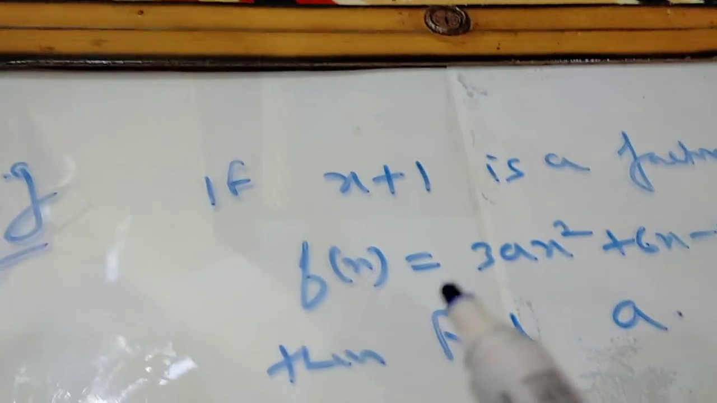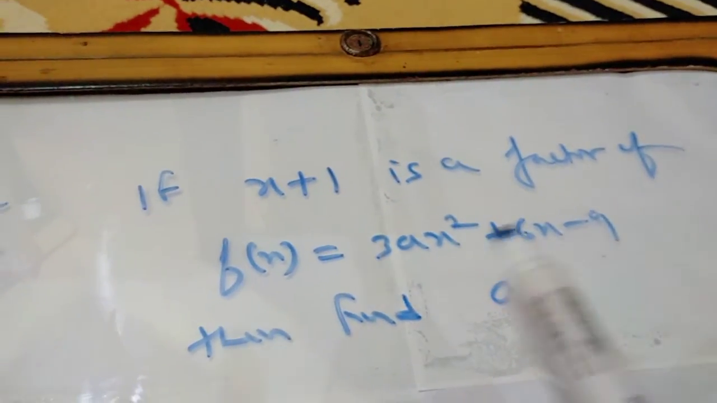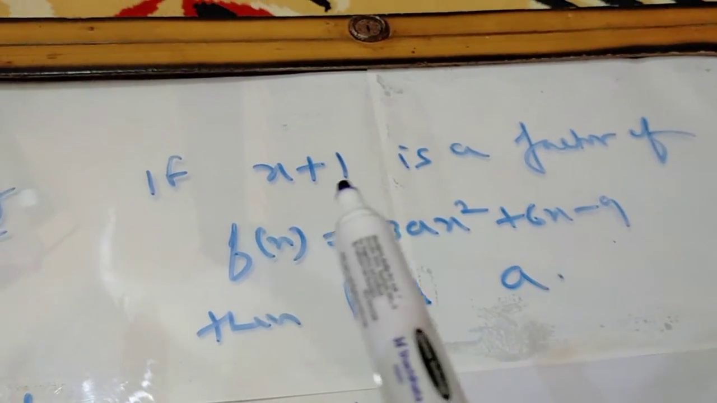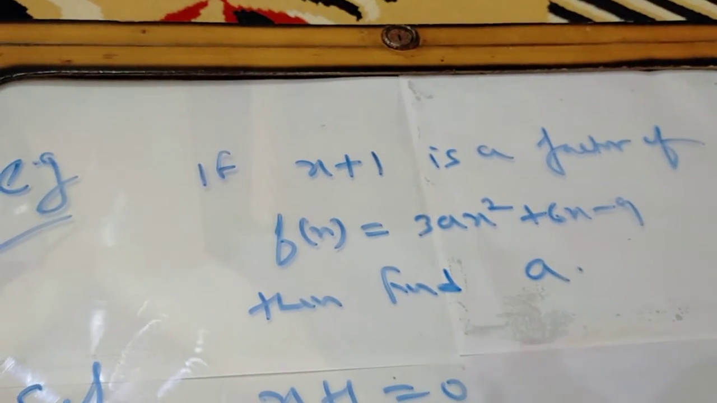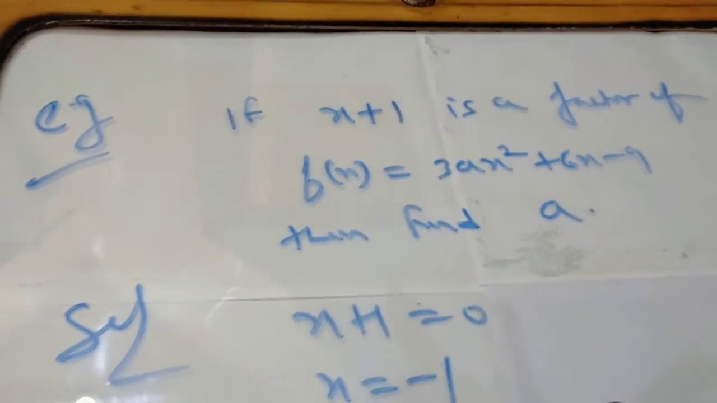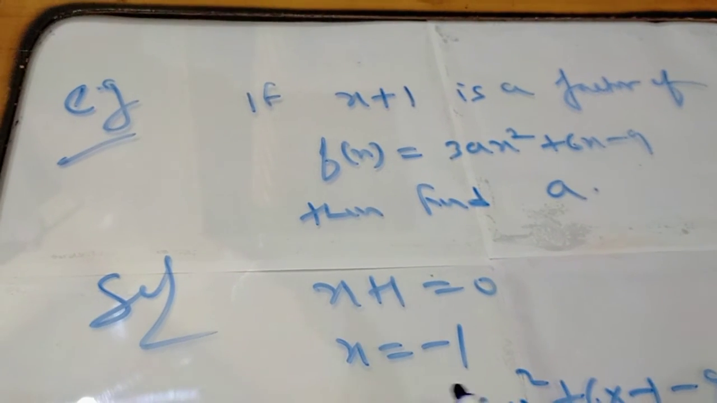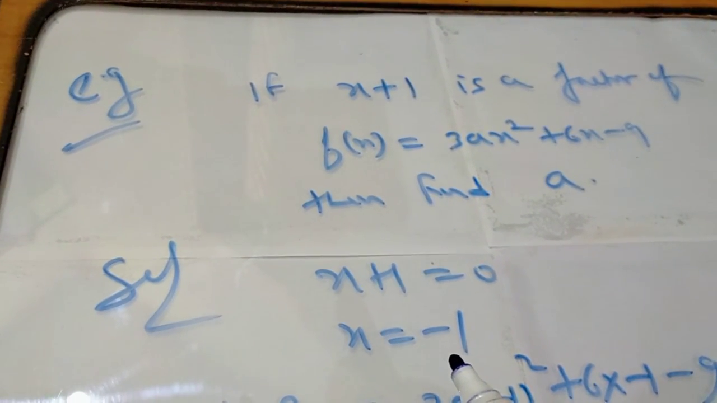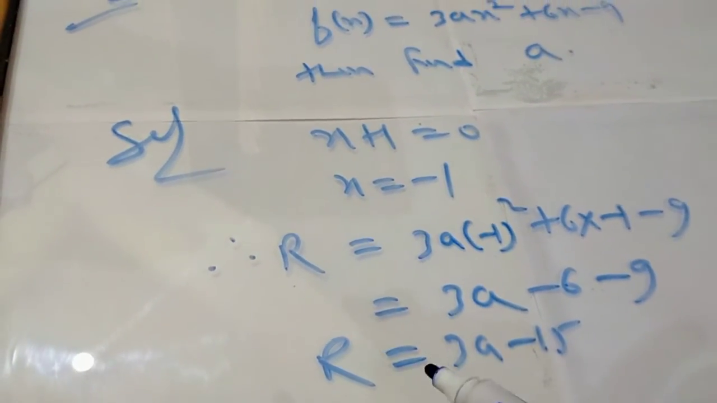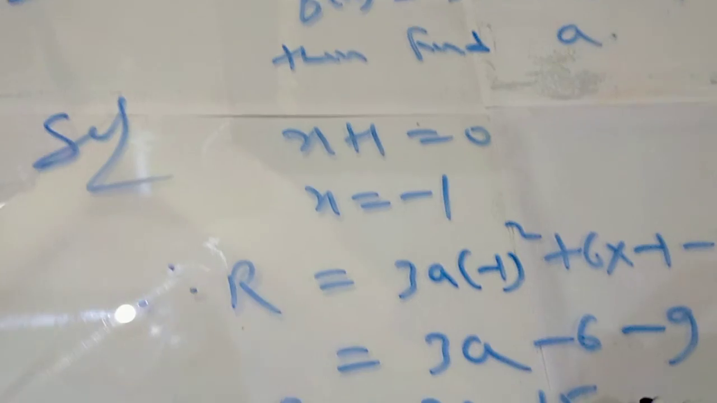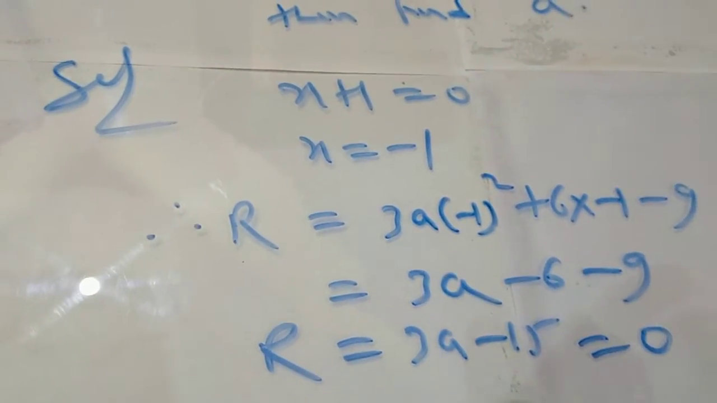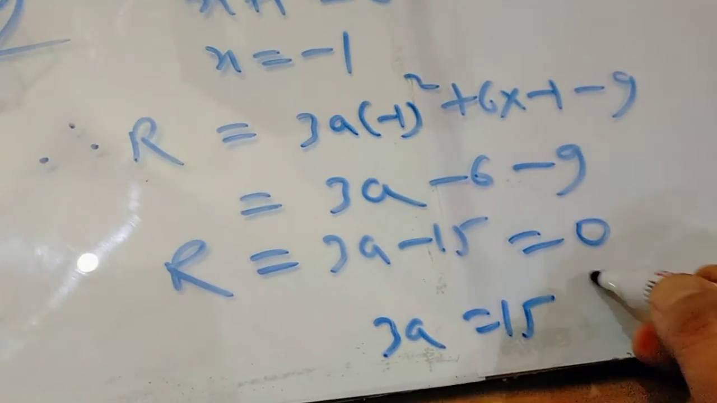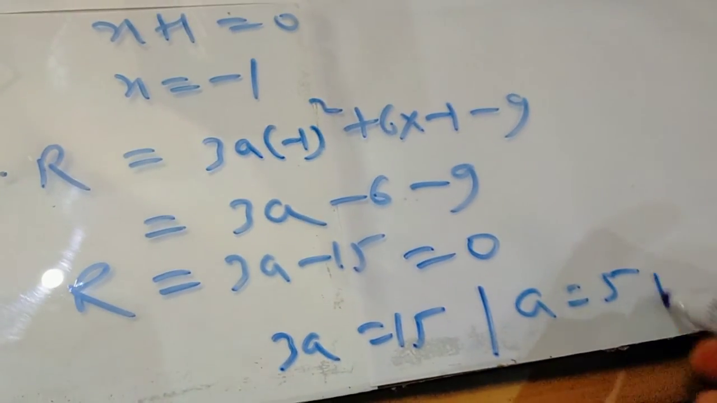Now look at this example. In this example, x plus 1 is a factor of the given polynomial. It is already given that x plus 1 is a factor, and we have to find the value of a. So students, what you have to do: x plus 1 equal to 0, so x is equal to minus 1. The remainder we get is 3a minus 15. According to the factor theorem, if it is a factor, then the remainder must be equal to 0. Therefore 3a equal to 15, so a will be 5. This is the answer.